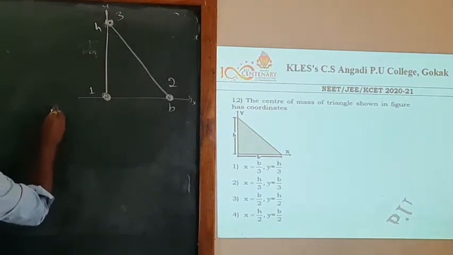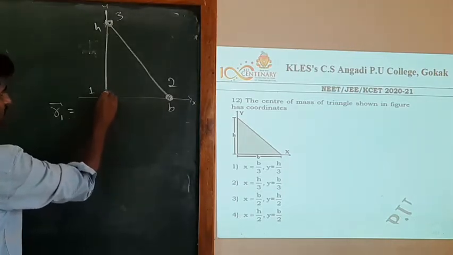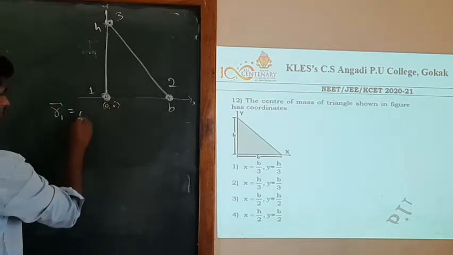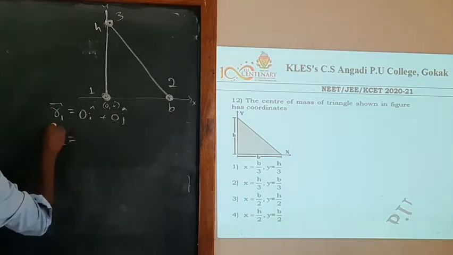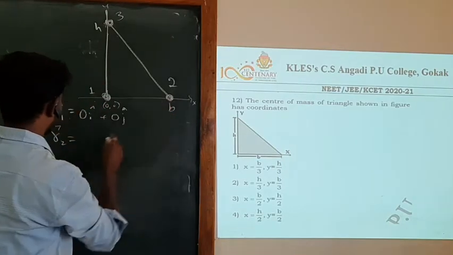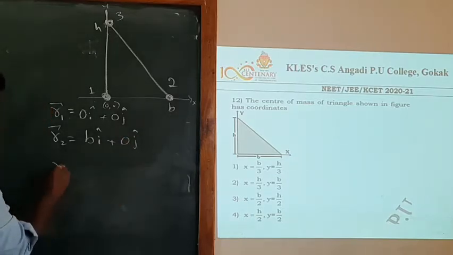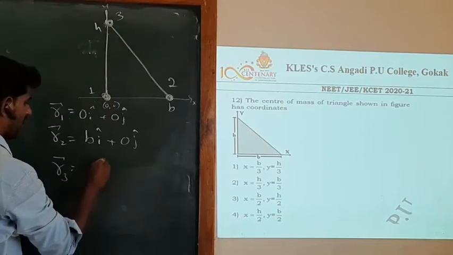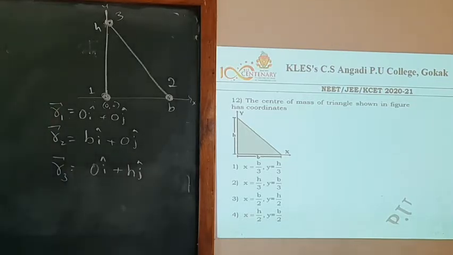What's the position vector of the first particle? So what are the coordinates here? Here it is the origin, I take this as 0, 0. So I write 0i plus 0j. For R2, the second one, it has the x value and the y value is 0. So I write b i cap plus 0 j cap. And for the R3 particle, it has the y value but 0 along the x axis. So 0i plus h j.